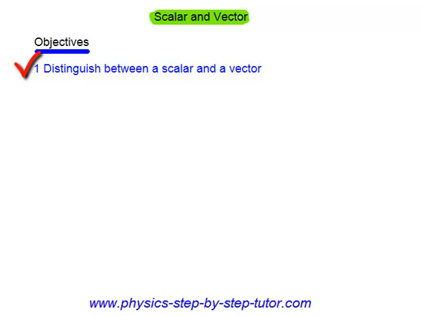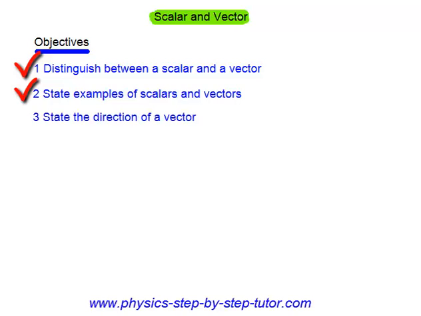We want to know, is there a difference, and what is the major difference? We are usually asked to distinguish between a scalar and a vector in the exam. The other objective is that we want to state a few examples of scalars and vectors. We will also state the direction of a vector. We will look at different ways in which we can state the direction of a vector.